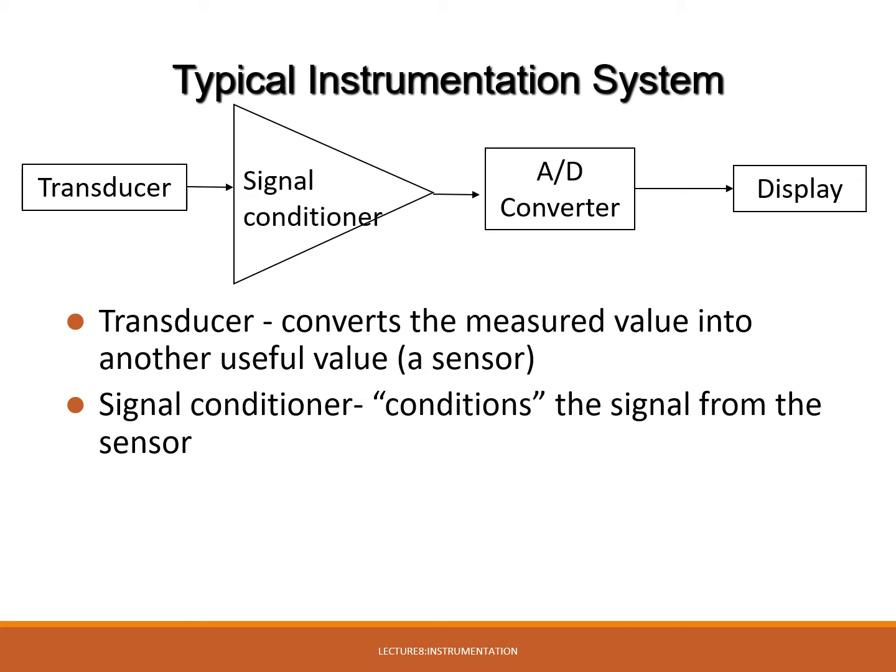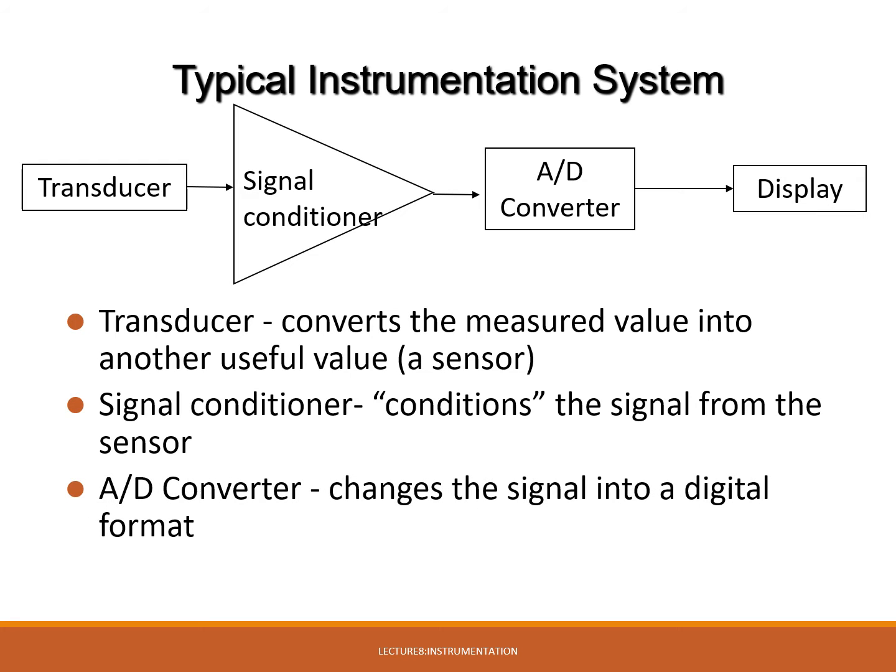Then of course we have signal conditioner, where the function is to condition the signal from the sensor. It will prepare the signal such that it will be able to be used in the next process. Then we have analog to digital converter, normally used when the system requires digital signal. So analog digital converter will function to change the analog signal into digital signal.